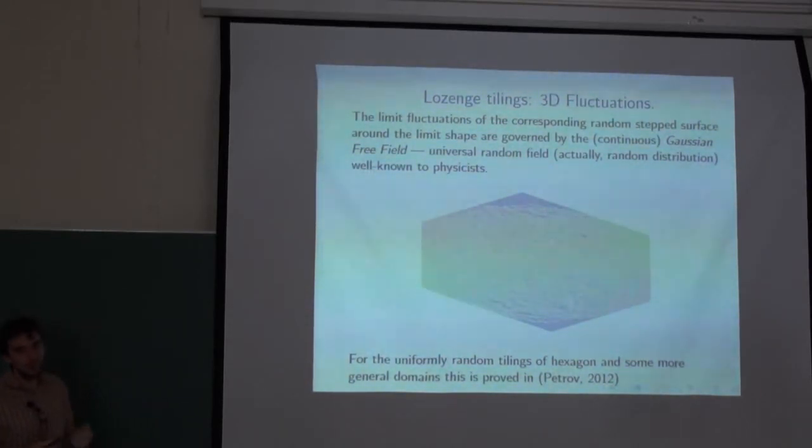It's a little bit more complicated object because it's not just a function, it's more like a random distribution, but it's well known to physicists. They say that it is something like the simplest possible object, but from a mathematical point of view it's not so simple. And you can prove that fluctuations indeed converge to this Gaussian free field here.